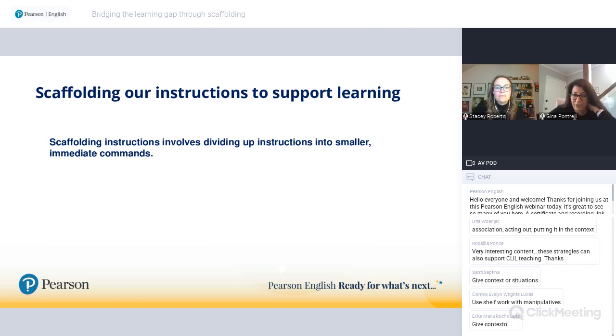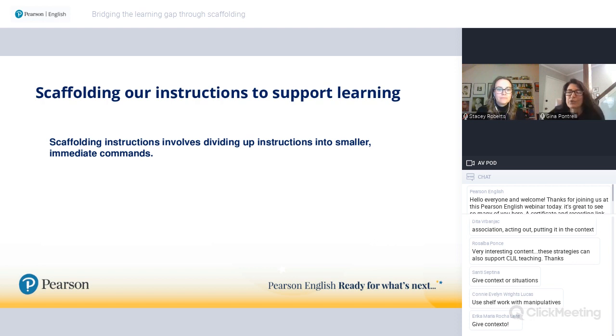Scaffolding our own instructions involves dividing up our teaching instructions into smaller, immediate commands. So just as we've been giving you lots of information, and I feel the need to really break it up and discuss it, even though we can't, it's that same type of idea that if we give just so much information at once, we really do risk losing a lot of students. So we break these up.